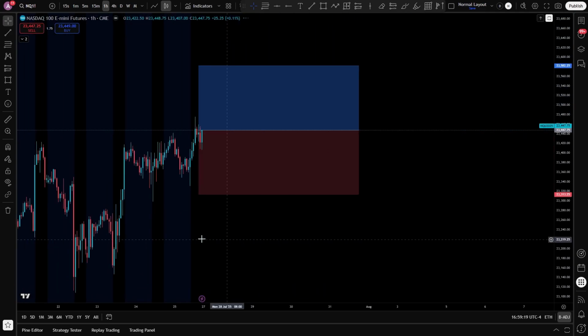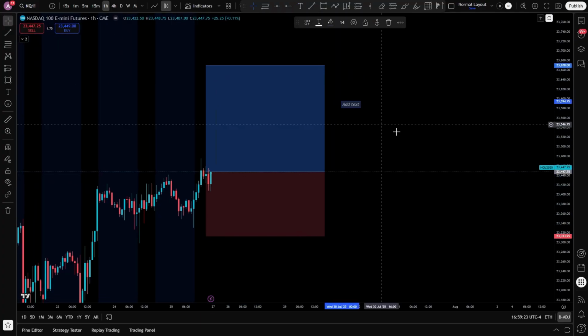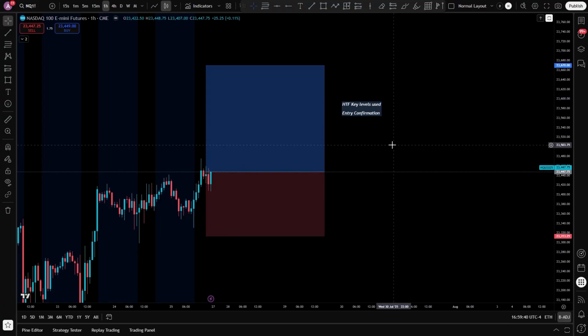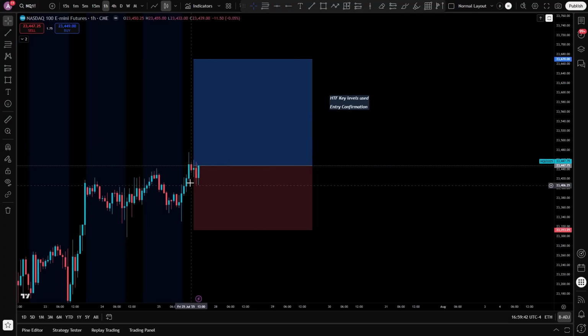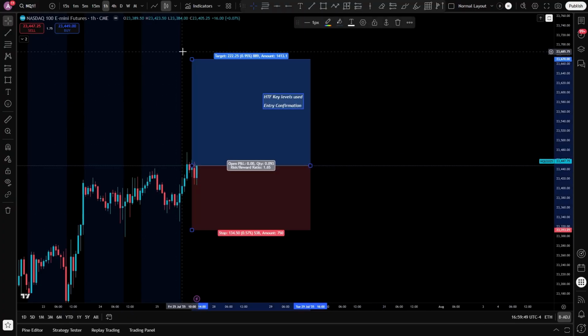You want to mark it, and then once it hits your stop loss or take profit, I want you to note down, for example, which key levels were used: the higher time frame key levels used, and the entry confirmation. And once it hits take profit or stop loss, I want you to take a screenshot of both the notes and the trade itself.